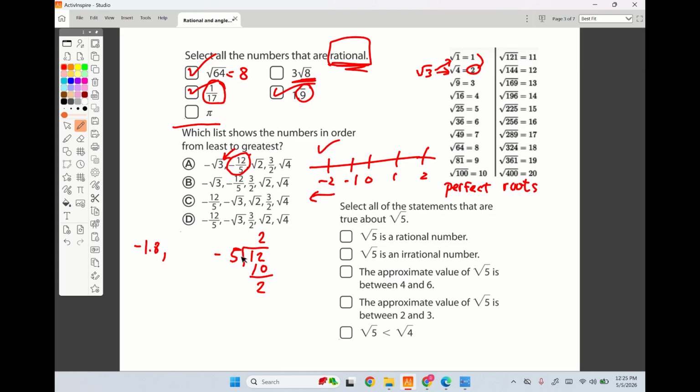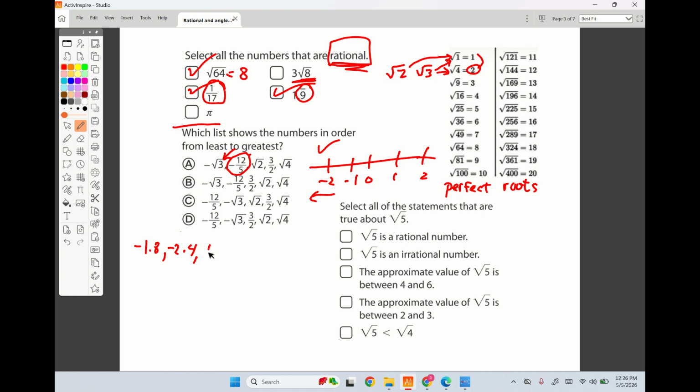Let's go to the third option, which is square root of 2. Now square root of 2 is also between these two values, but it's closer to square root of 1. So the number has to be below 1.5, which is the midpoint between 1 and 2. So let's use 1.3 or 1.2 as an estimate for this one. And that's a positive value because there's no negative on that square root of 2 here. And now 3 divided by 2 equals 1.5. Square root of 4 equals positive 2. So this is all the values that are in here.